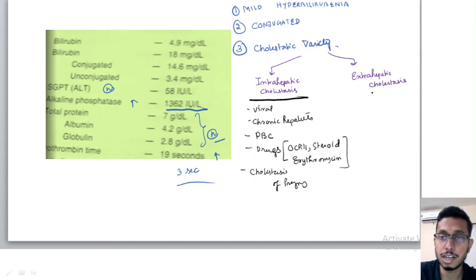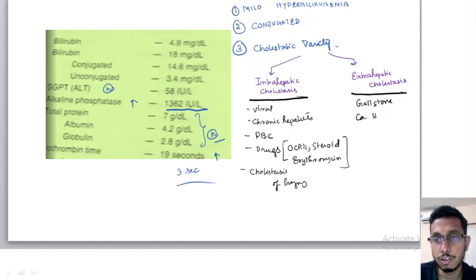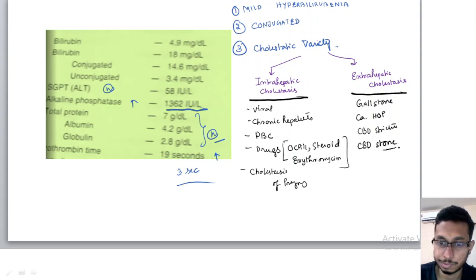Now, what are the important extrahepatic causes? Extrahepatic causes are also known as surgical causes. It can be due to gallstone, CA head of pancreas. It can be due to stricture, CBD stricture. Gallstone, I mean to say gallstone impacted in the common bile duct, or CBD stone itself, or primary sclerosing cholangitis. If you get the picture of primary sclerosing cholangitis, consider ulcerative colitis. Okay.